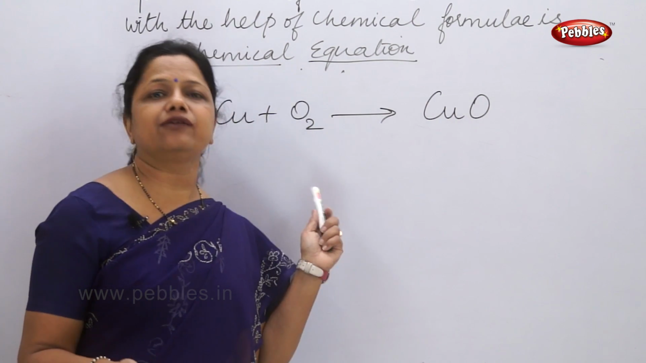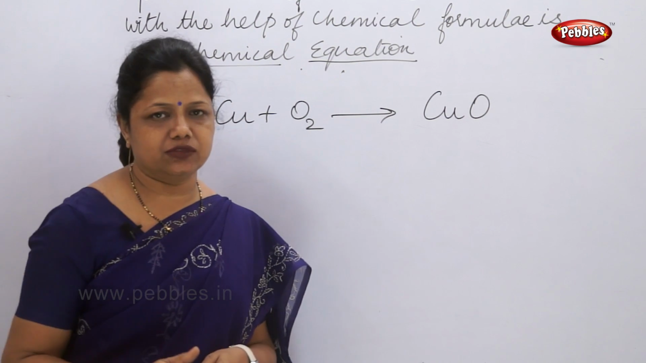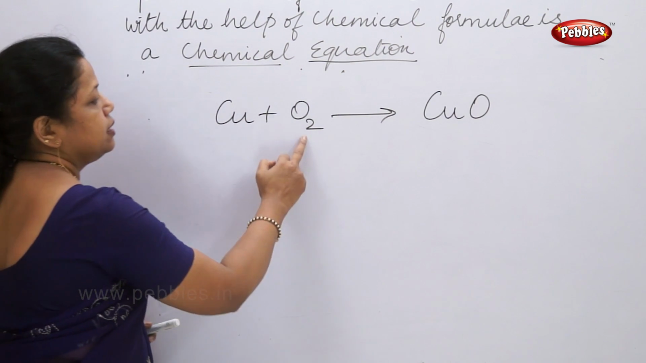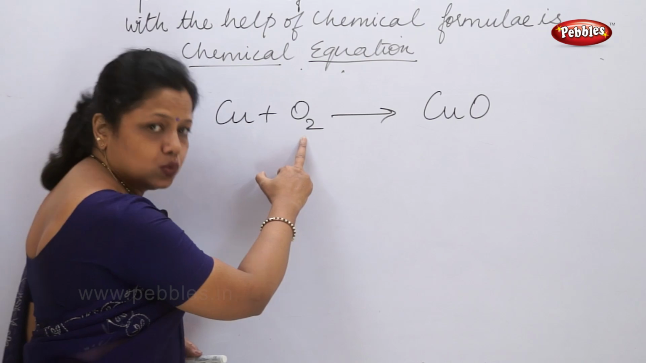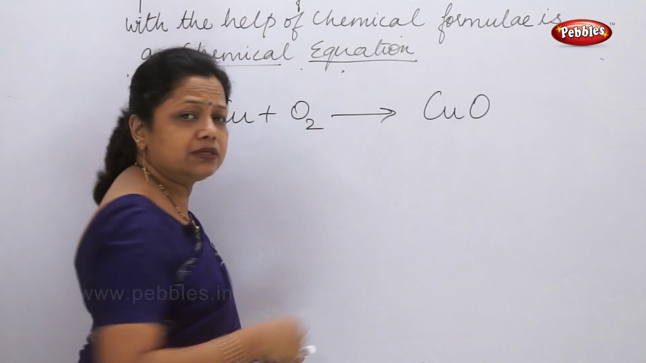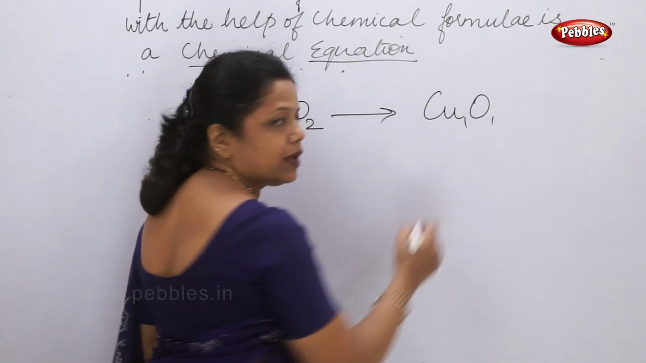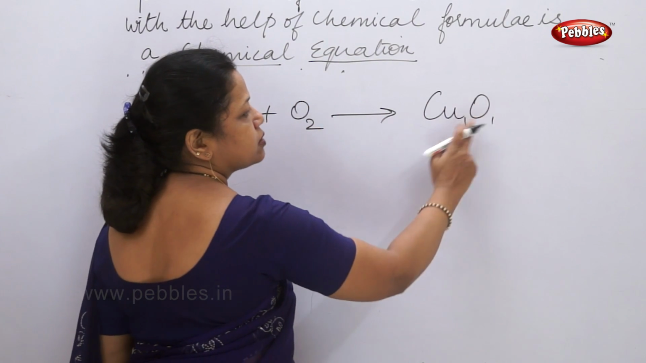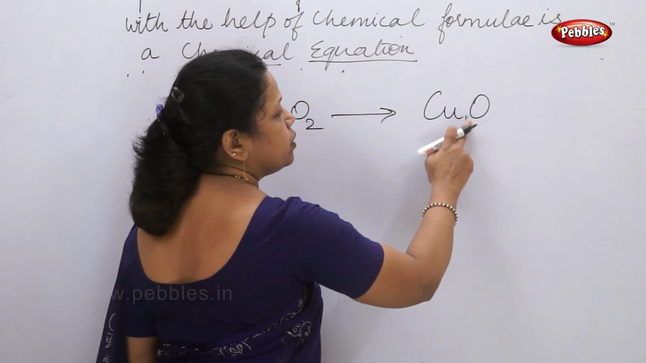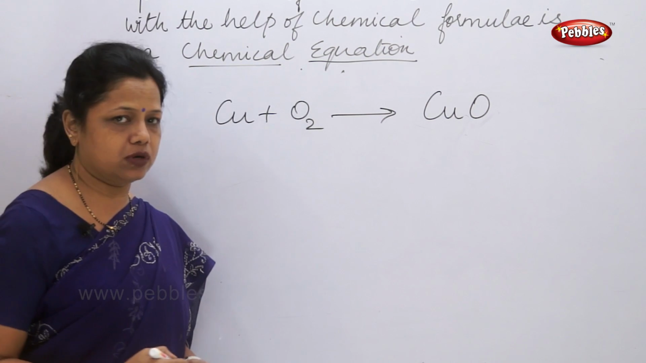Here also we are trying to balance with the number of atoms. Now here you can see, the number of atoms are 2. Here the number of atom is 1. I told you when there is nothing written, it means 1 and 1. That means here copper 1 and oxygen 1, but we do not show 1 in a formula.